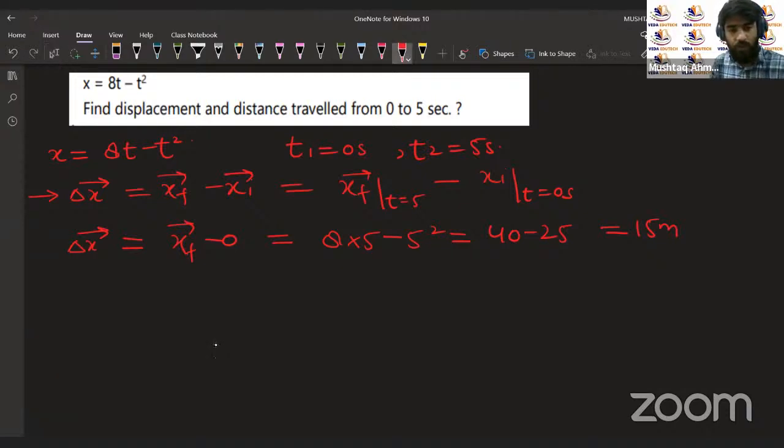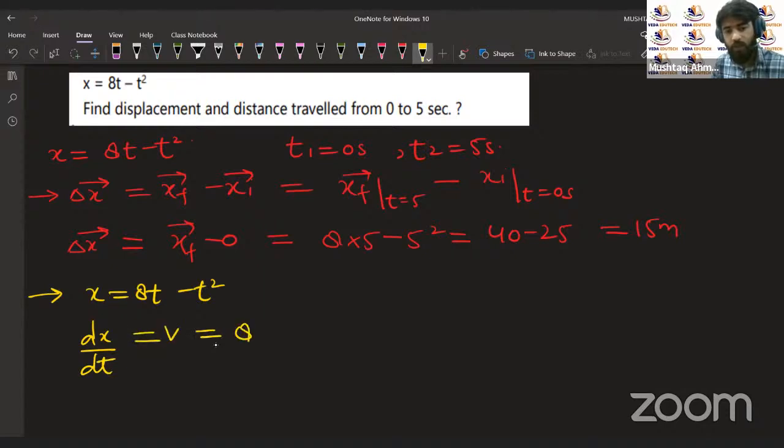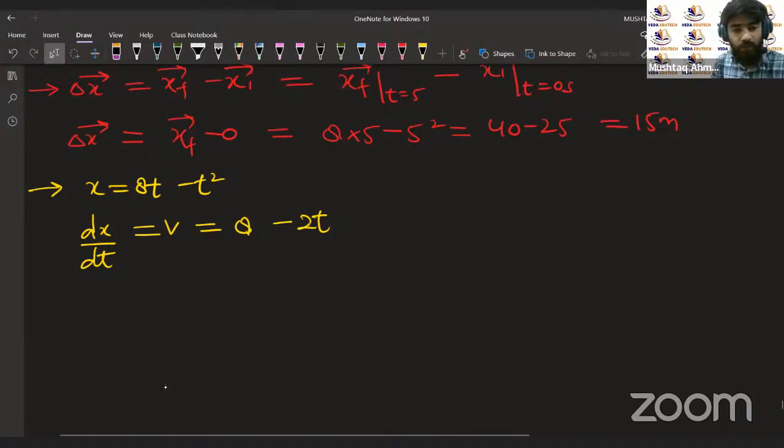But we are not sure whether the particle has changed its direction or not. For checking that, we have to calculate the velocity. Our x is given as 8t minus t square. If we differentiate this, dx over dt, that's our velocity v. Differentiation of 8t will be 8, and of t square will be 2t. Now we can see that velocity is 8 minus 2t.